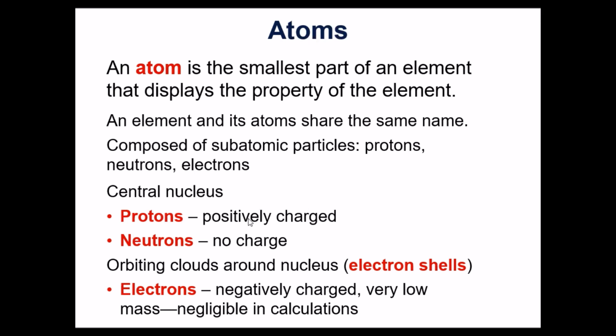Protons, this is their charge. They are positively charged. They have an overall positive electric charge. Neutrons are neutral, so there's no charge associated with neutrons. And then outside of the nucleus, you would find electrons. Electrons are negatively charged. And we'll talk about where they're located. Technically, they are in what are called electron shells or orbitals.